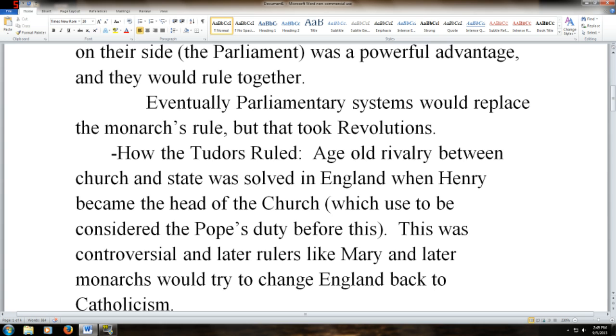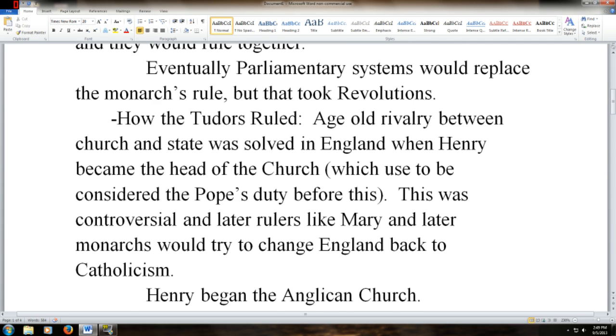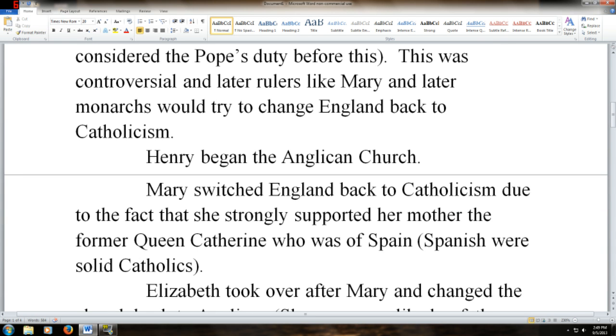This was a very controversial decision. And later rulers like his daughter Mary would try to change England back to Catholicism. His daughter, I guess, didn't want to do what he did. We'll talk more about that in a little bit. Henry began what's called the Anglican Church, the Church of England. And he was, in essence, the Pope of the Anglican Church, but instead of calling him Pope Henry, they would just refer to him as the King, because he was also the King of England.